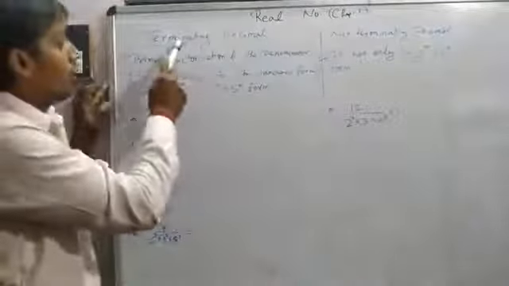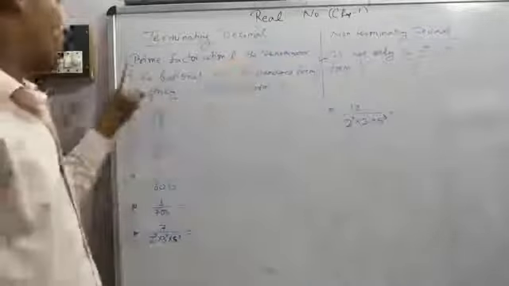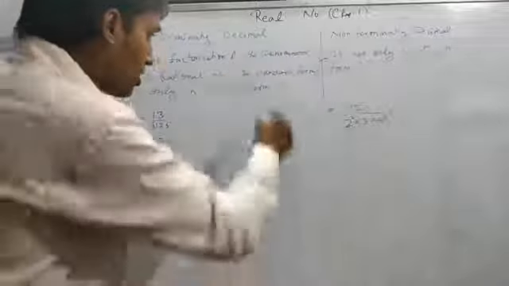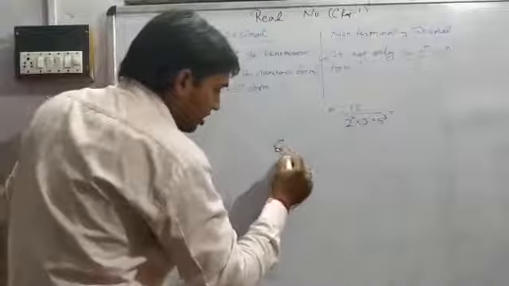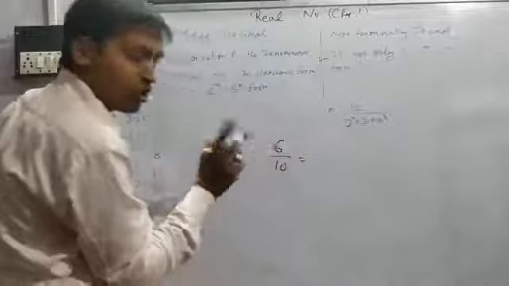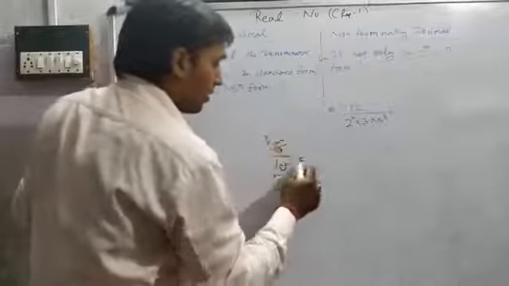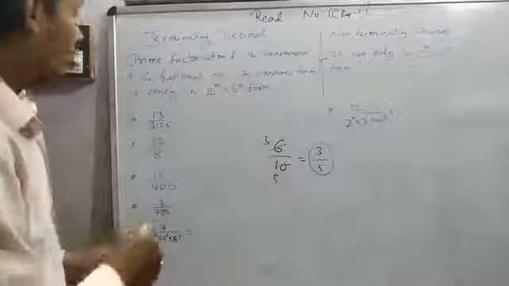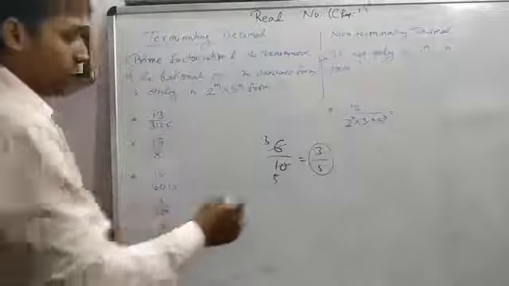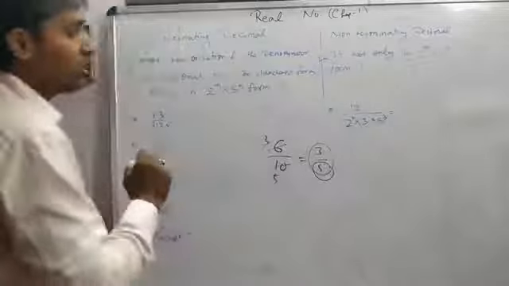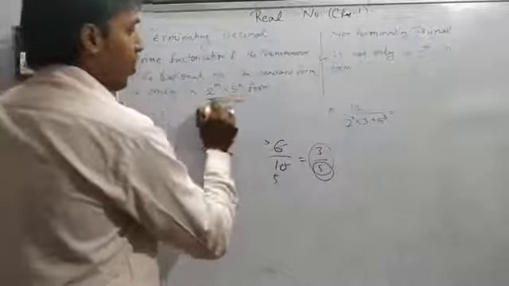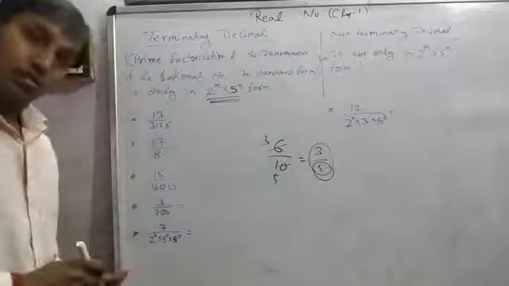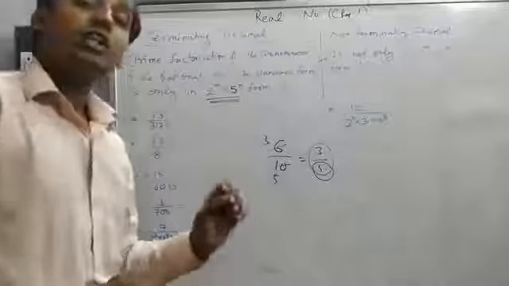So, prime factorization of the denominator of the rational number in standard form. Why do we write the standard form here? If you write 6 upon 10, it is not in standard form. 2 times 3 is 6, 2 times 5 is 10. 3 upon 5 is the standard form of the rational number. So if the prime factorization of the denominator of the rational number is only in this form, 2 to the power m into 5 to the power n, then you can say this is a terminating decimal.